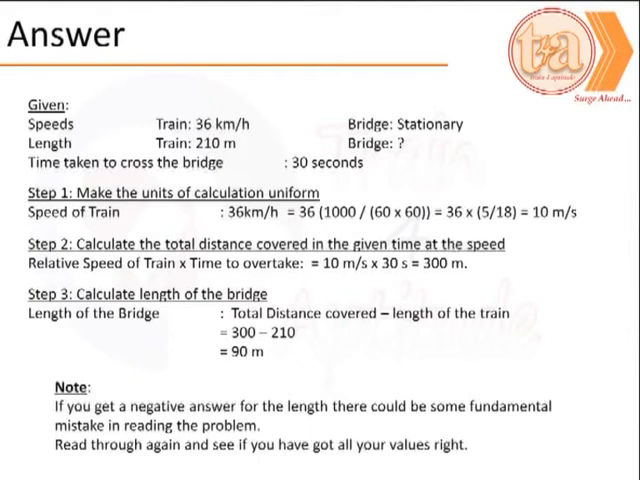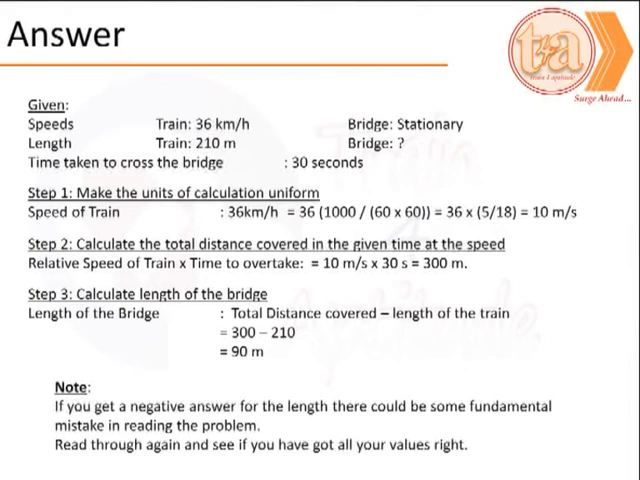The first step is to get the calculations in uniform units, and therefore the speed of the train would be 10 meters per second. The step 2 would be to calculate the total distance that is being covered by the train. In this case, it happens to be 300 meters. Now we have the distance covered by the train and the length of the train, and therefore the remaining length would be the length of the bridge.